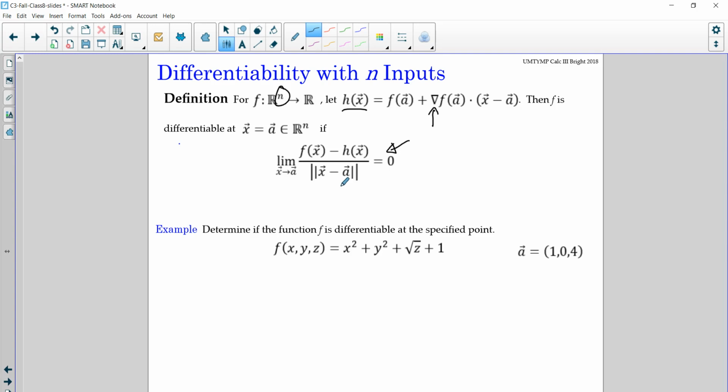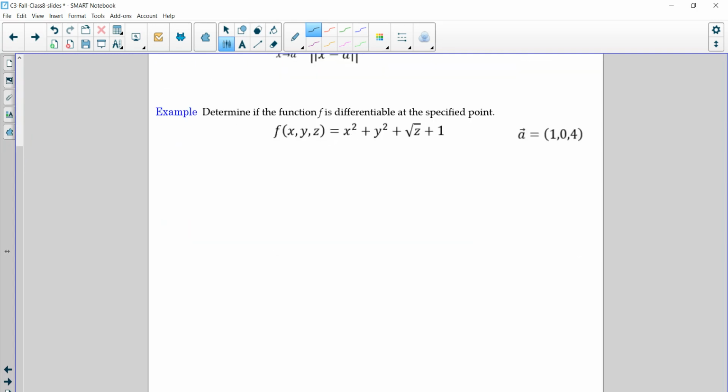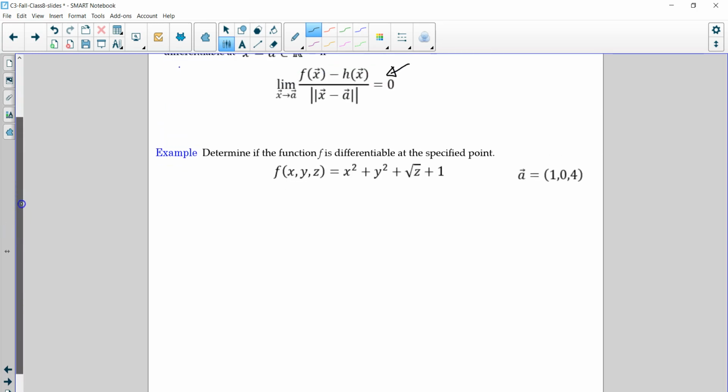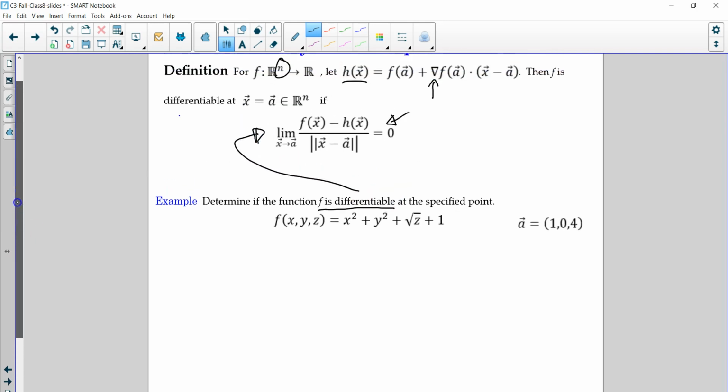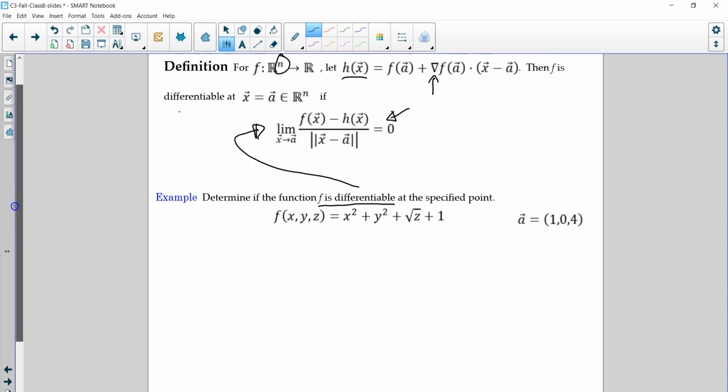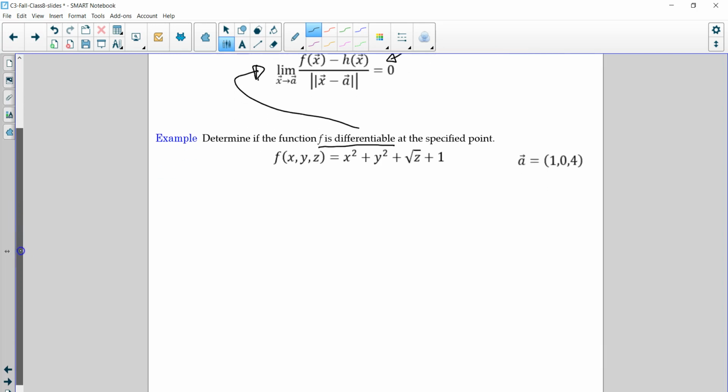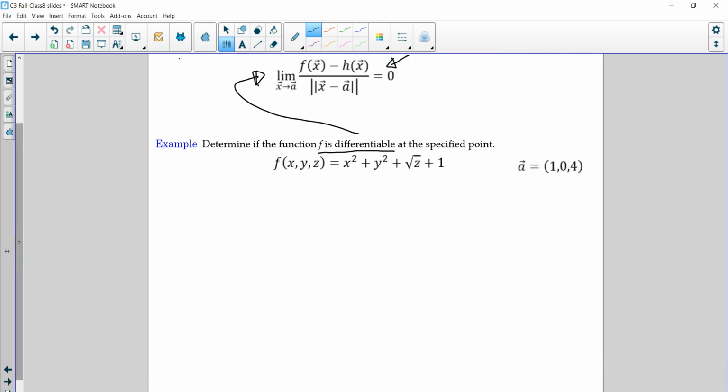So an example here, which we won't complete fully for time purposes: I'm given an f, and if I want to prove that it's differentiable, I need to show that this limit is 0. That was the condition I was given. If I can say that limit is 0, then I can say it's differentiable. So let's keep that on our screen. I need to find h of x first.